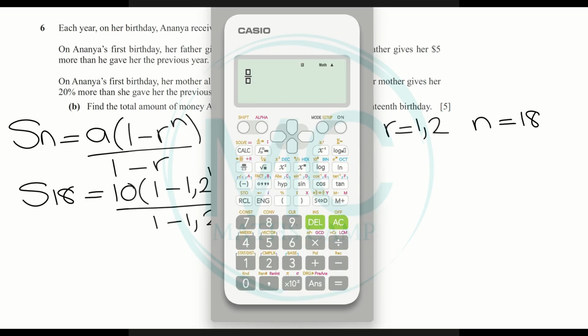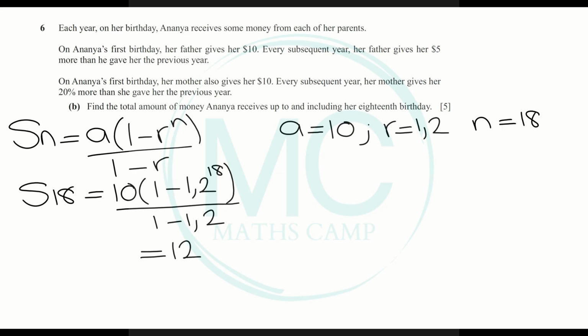Let's create a fraction. We have 10 times the bracket 1 minus 1.2 with an exponent of 18, close the bracket, over 1 minus 1.2, which is equal to 1,281.1666. Rounded off to 2 decimal places, we get 1,281 and 17 cents. This is the amount Ananya's mother gave her.